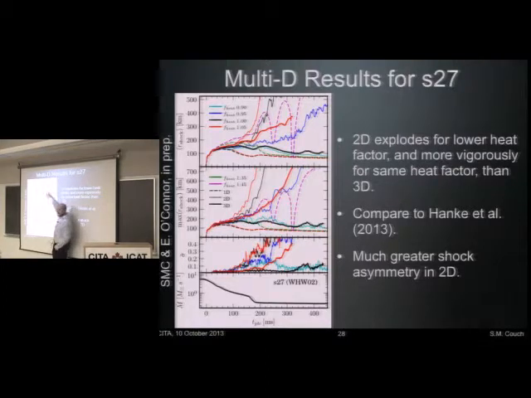The 0.95 in blue, that seems to explode, is this 2D or 3D? 0.95 is 2D, and that explodes. Yeah, so even when I turned the heat factor down by 5%, 2D still exploded.